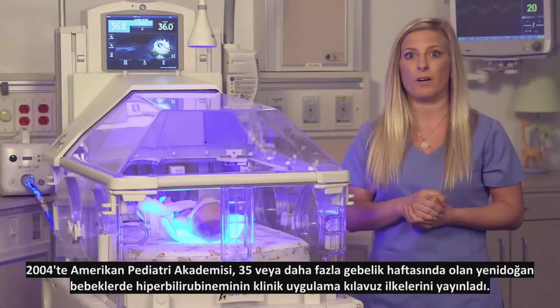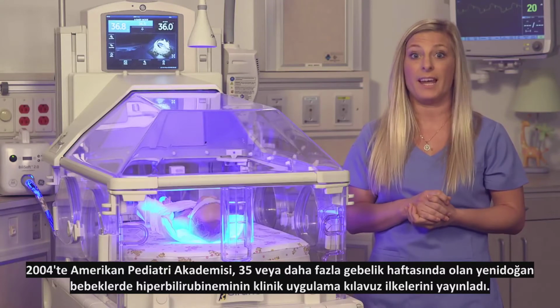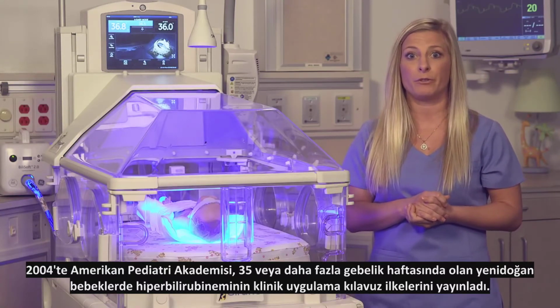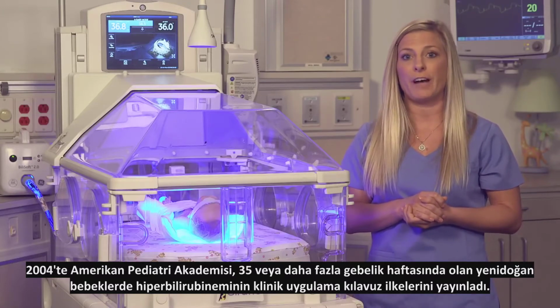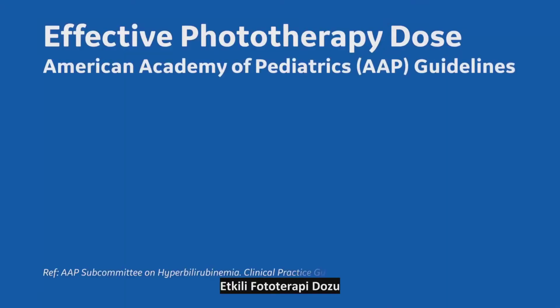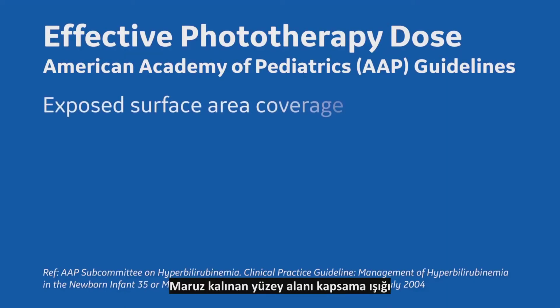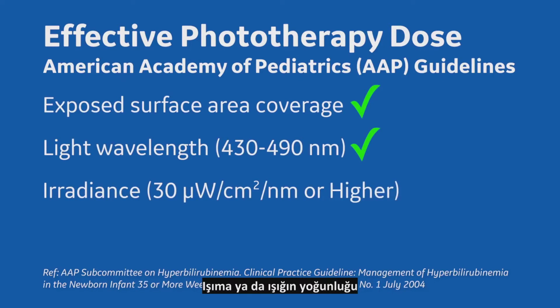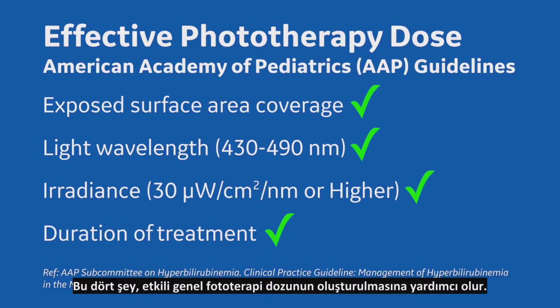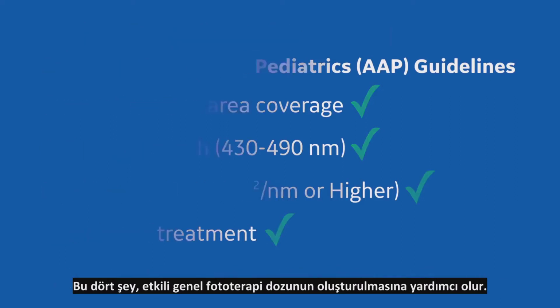Back in 2004, the American Academy of Pediatrics, the AAP, came out with the Clinical Practice Guidelines, Management of Hyperbilirubinemia in the Newborn Infant 35 or more weeks of gestation. Per the AAP guidelines, effective phototherapy is an equation of the exposed surface area coverage, light wavelength, the irradiance or intensity of the light, and equally important, the duration of exposure to phototherapy to decrease the bilirubin to safe levels. These 4 things help to make up the effective overall dose of phototherapy.